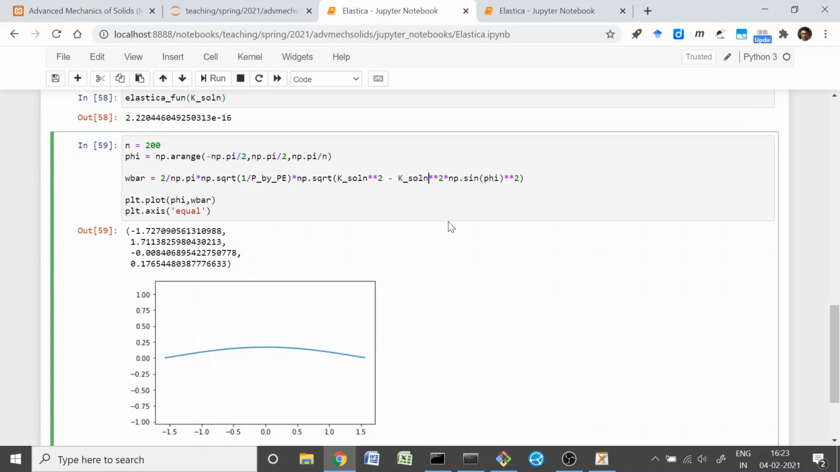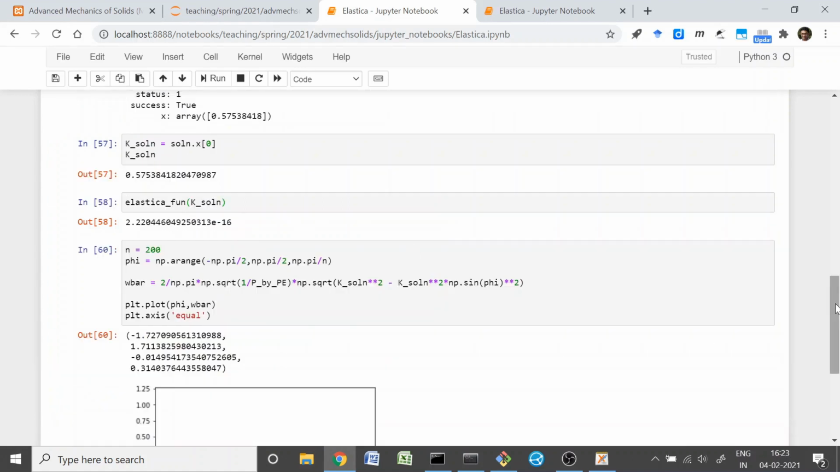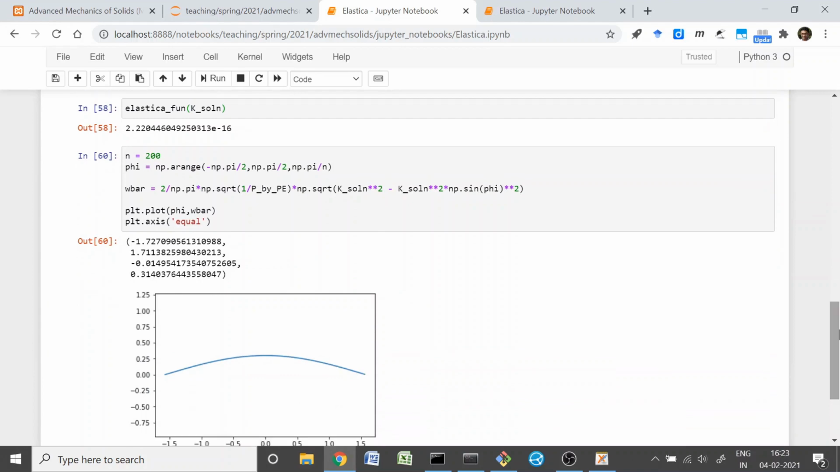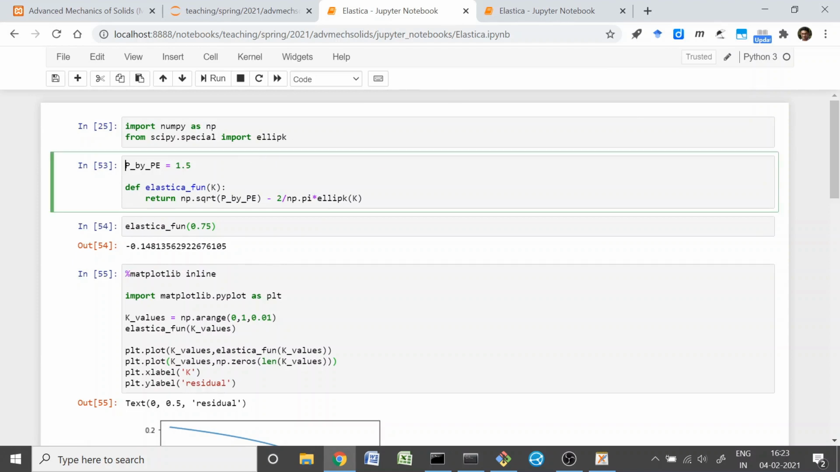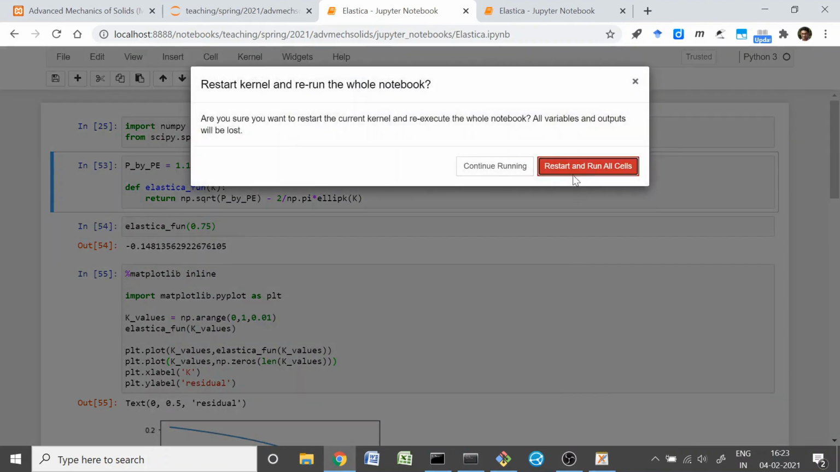Okay, so let's do this now once more. You see that it has slightly increased. So what we can do is we can go back and change this to 1.1 and run the entire code again.